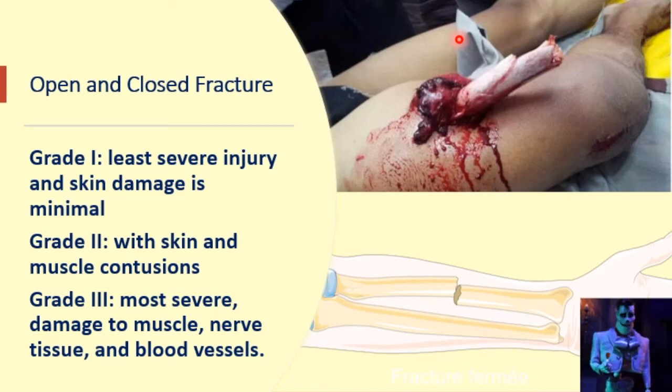Now, these fractures are often graded to define the extent of tissue damage. So, class, you have your grades 1 to 3 here. Grade 1 is the least severe injury, and the damage is only minimal. Grade 2, class, would involve skin and muscle contusions. Whereas your grade 3 is the most severe damage to muscle, nerve tissue, and blood vessels. Take note of that. So for grades 1 to 3 of open fracture, the higher the number, the higher the chance of resting in peace. But in this case, class, the higher the grade, the more grave the condition of our patient is.